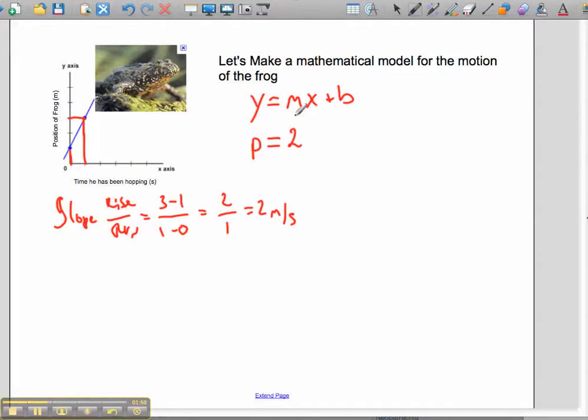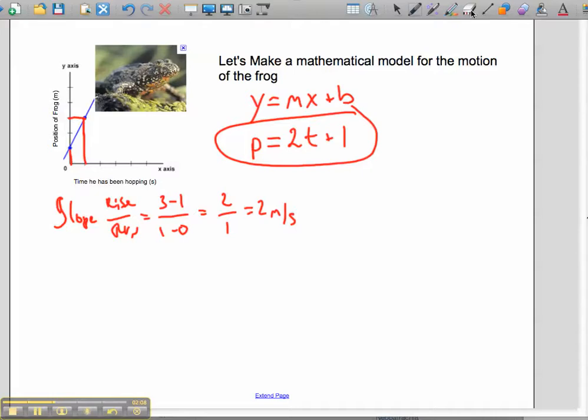Now this x will be the value along the x-axis, which is time in seconds. Let's use a t for time. And then this is going to be our y-intercept, which has a value of 1. Alright, so there is our mathematical model.